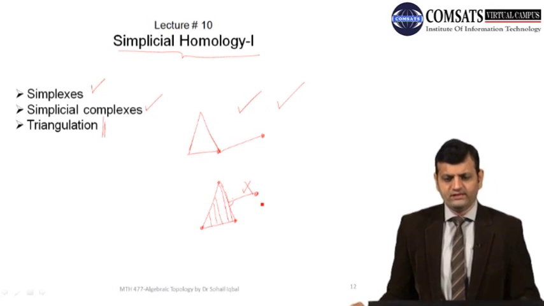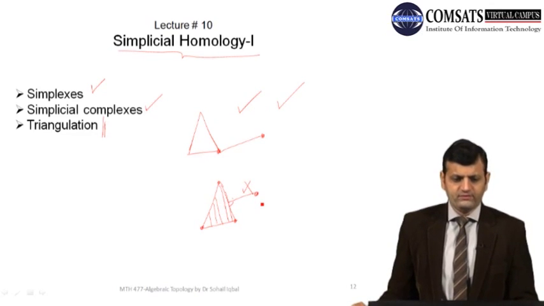And then of course, as I said earlier, we need this idea of triangulation so that I can know for which topological space I can calculate the simplicial homology, and for which topological space I cannot, or for which topological space it is extremely hard to calculate the simplicial homology.